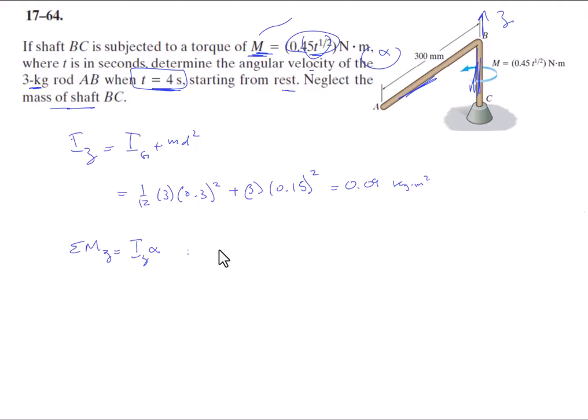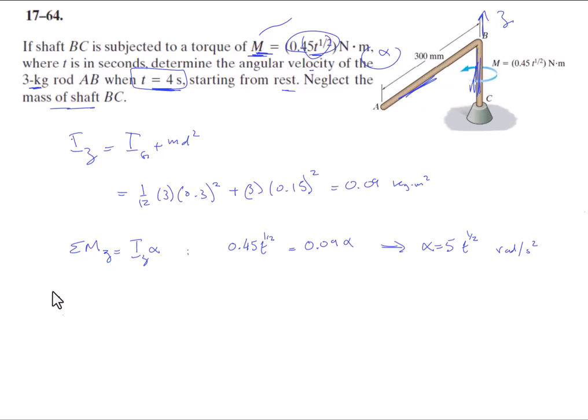Let's substitute all of these. You'll have the moments. This is given by this expression, 0.45 t to the 1/2 equal to 0.09 alpha. So let's solve this for alpha in terms of t. This angular acceleration is equal to 5 t to the 1/2 in radians per second squared.